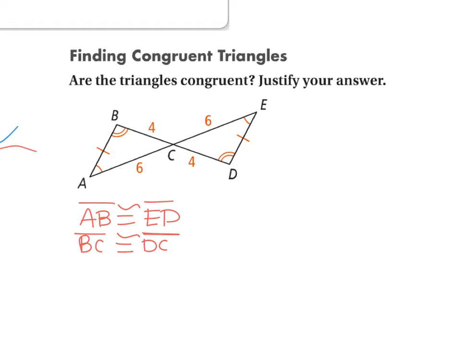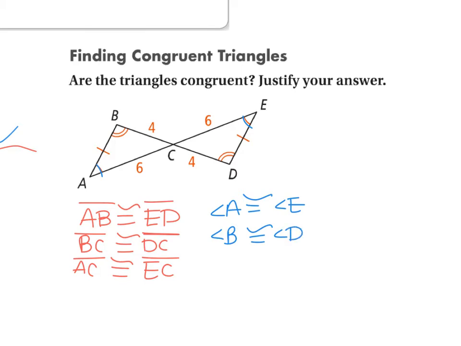Okay, and then the last side would be AC is congruent to EC because they're both 6. Okay, so we just have all 3 sides. Now what about the angles? So angle A is congruent to angle E because that's given, right? They have the one little mark. Angle B is congruent to angle D because it has the 2 marks, the 2 congruent symbols.